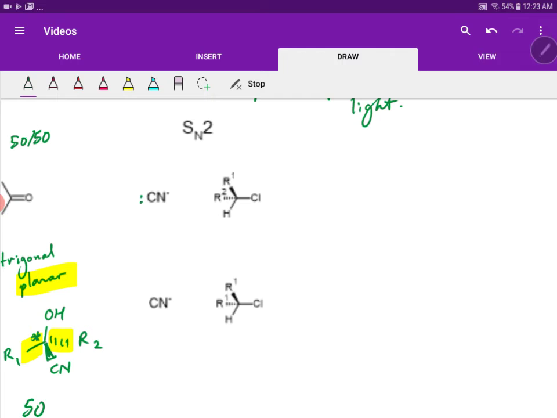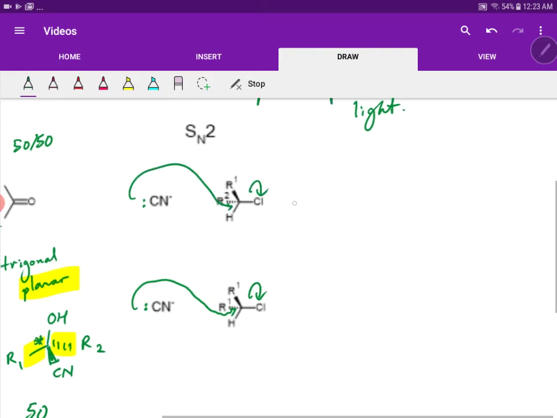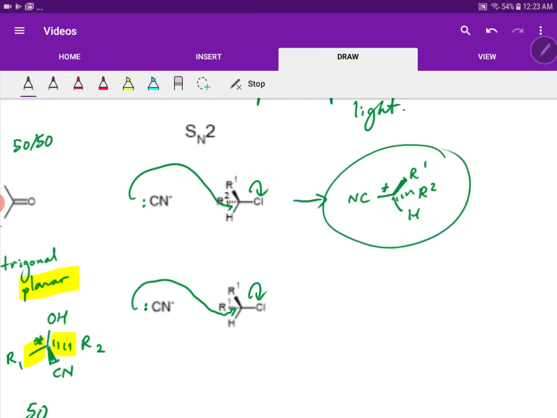In this SN2 mechanism, I'm going to kick this group out, and what I will see is an inversion of configuration. I'll have my R2, R1 here. This has a chiral carbon, it is a pure enantiomer, so it will be able to rotate plane polarized light.